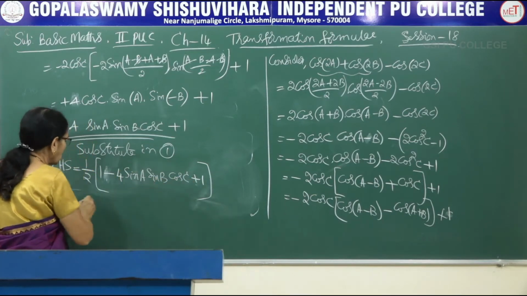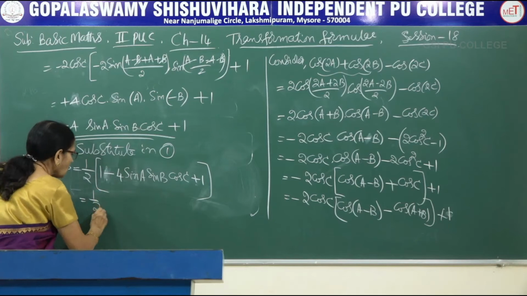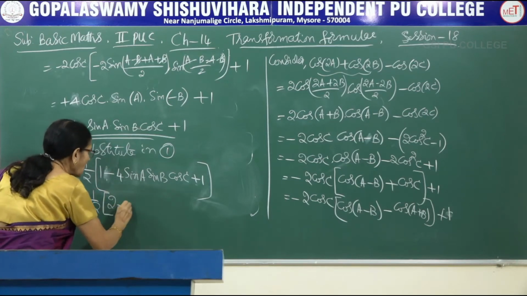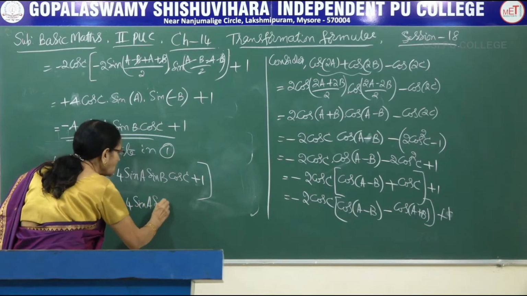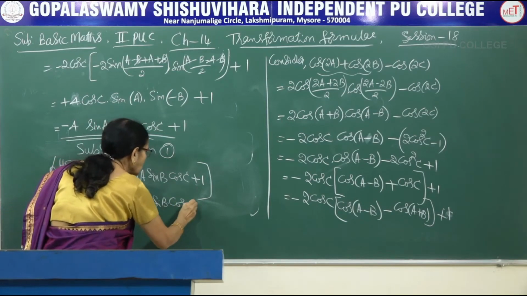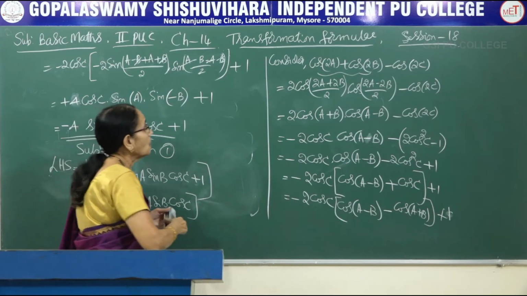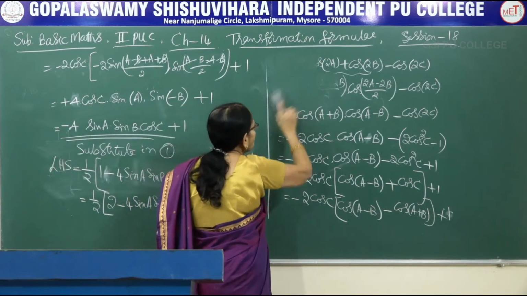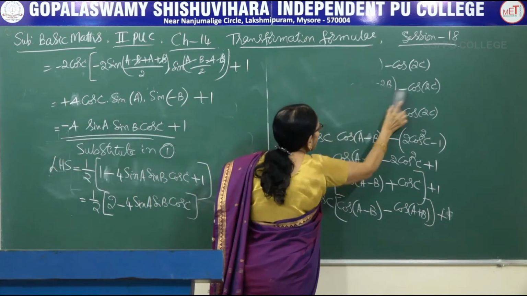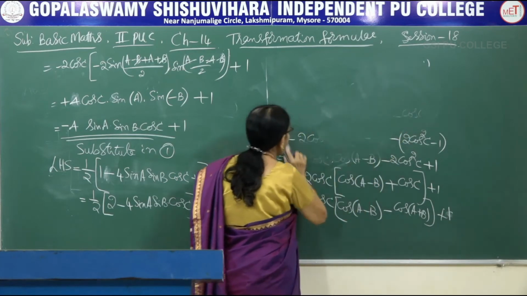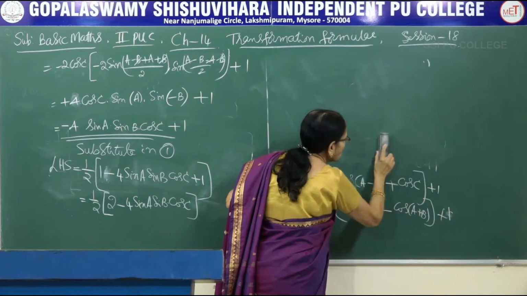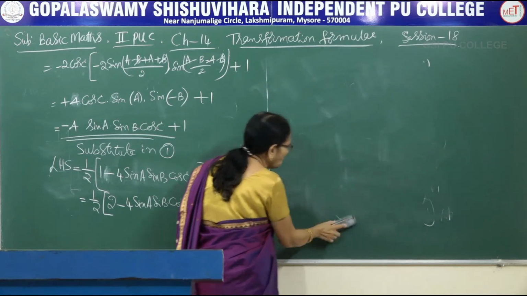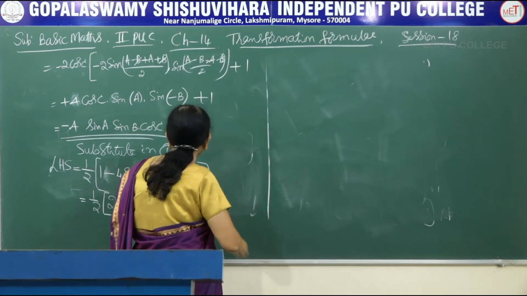1 plus 1, that is 2. So half of 2 minus 4 times sin a, sin b into cos of c. Now finally outside we are having the number half. So you multiply both the terms inside the square bracket by half, or in other words we are dividing by 2. Both mean the same thing, multiplication by half or division by 2.